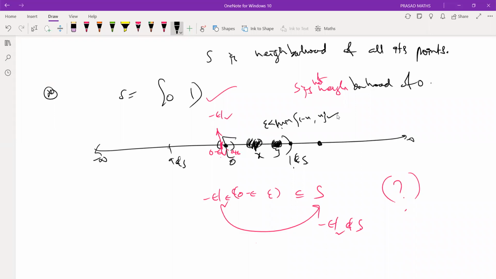Is the set a neighborhood of this point? Suppose you take a point which is bigger than 1. Is it a neighborhood of the point A? No, because it's not a member of S. If the set does not contain that point, S cannot be a neighborhood of that point. Therefore, S is a neighborhood of all its points except 0.